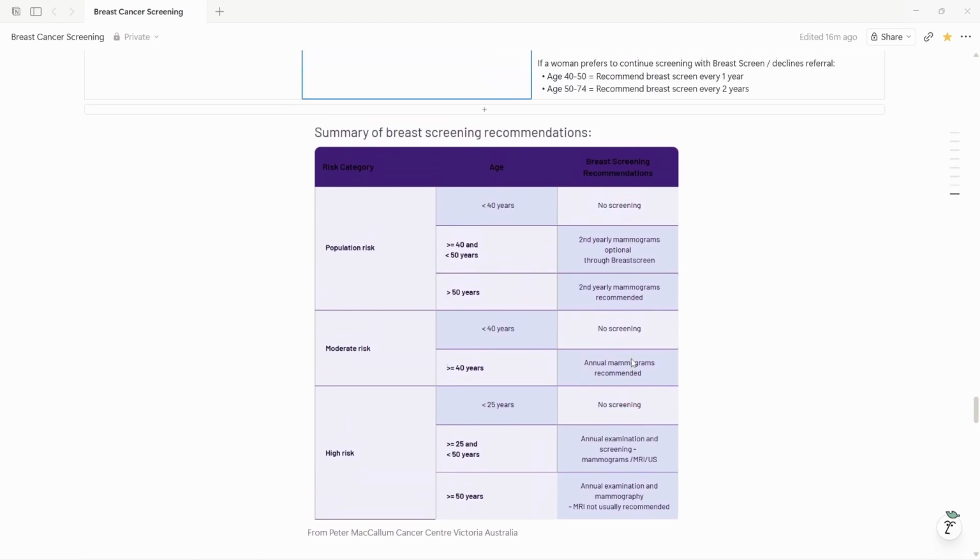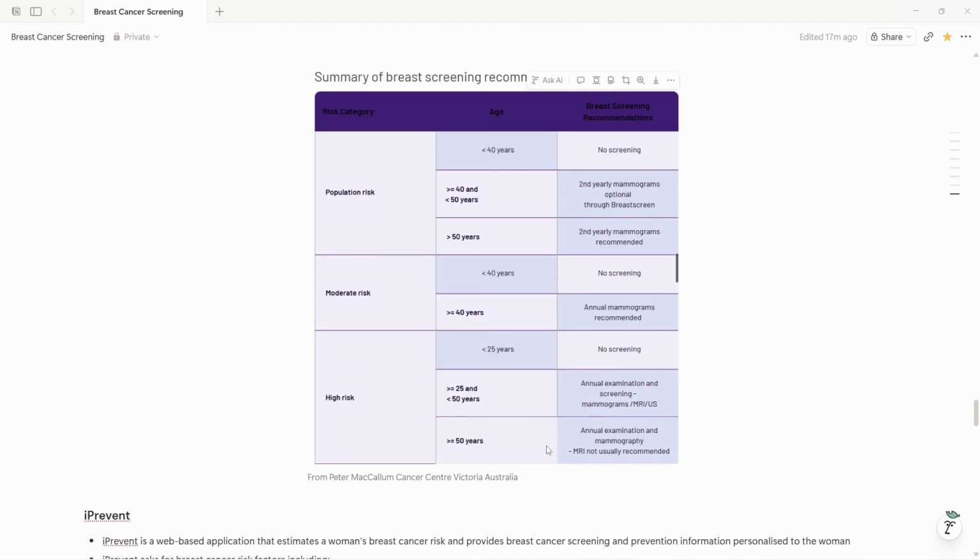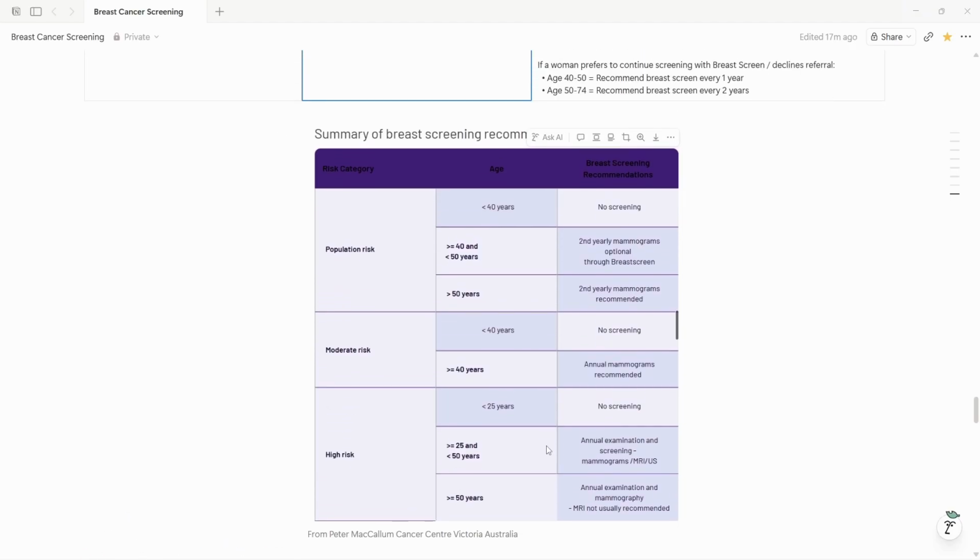And so here's a summary again. If you're at a population risk between 40 and 50, second yearly mammograms are optional, not recommended, only if the patient wants to. If they're above 50 years, then the standard 2 yearly mammograms are recommended. Moderate risk, when they turn 40, we recommend annual mammograms. And if they're at high risk, then you refer them to a familial cancer clinic. If not, then annual screening from 40 to 50 and biannual screening from 50 to 74 years of age.